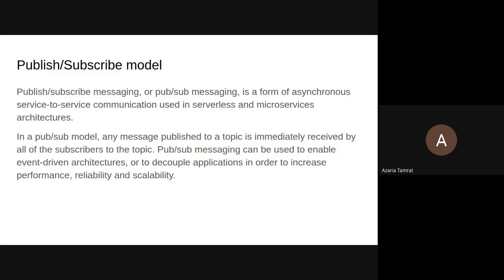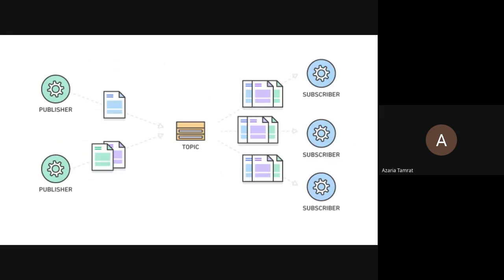This publish subscribe messaging model is used to enable different event-driven architectures, making the architecture of what we're building very decoupled and very scalable, and allows us to increase performance, reliability, and scalability. So this really allows us to see the publish subscriber model much more clearly.